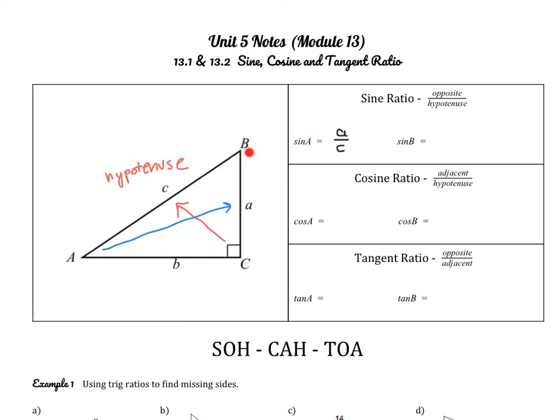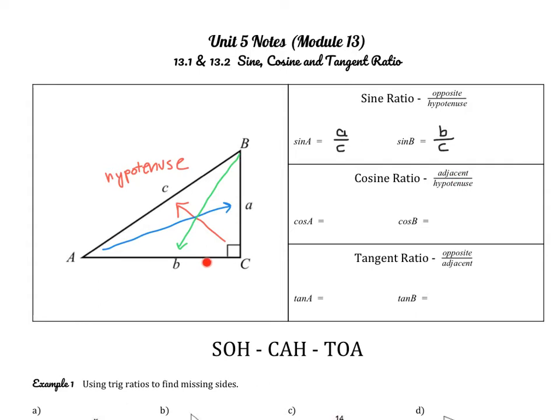However, if we're working with angle B and I want to find the sine of angle B, I have to start here. The side that is opposite angle B is side B. So this ratio is actually B over C. Your ratio is going to depend on which angle you are working with, and we will never be working with the 90-degree angle.